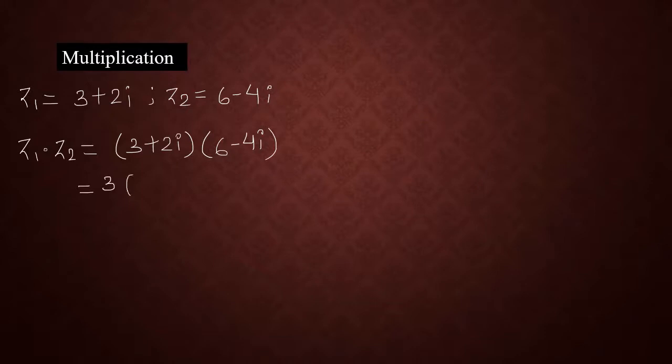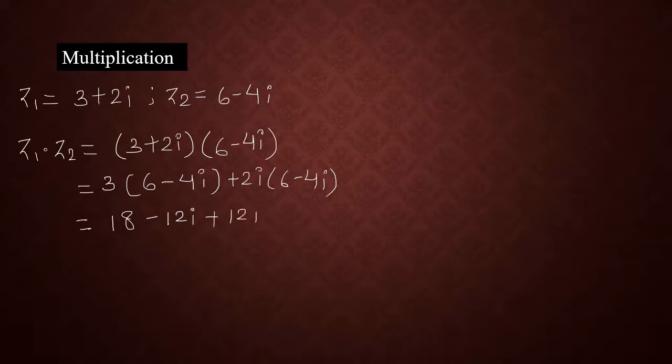So we multiply 3 with the second bracket, which is 6 minus 4i, and plus 2i multiplied with 6 minus 4i. So in the next step we get the answer. Multiply 3 inside: 3 sixes are 18, plus into minus is minus, 3 fours are 12 with i. Next plus 2 multiplied with 6 gives you 12 with i. Next plus into minus gives you minus, 4 twos are 8, and i into i gives you i square. So this is the important step here.